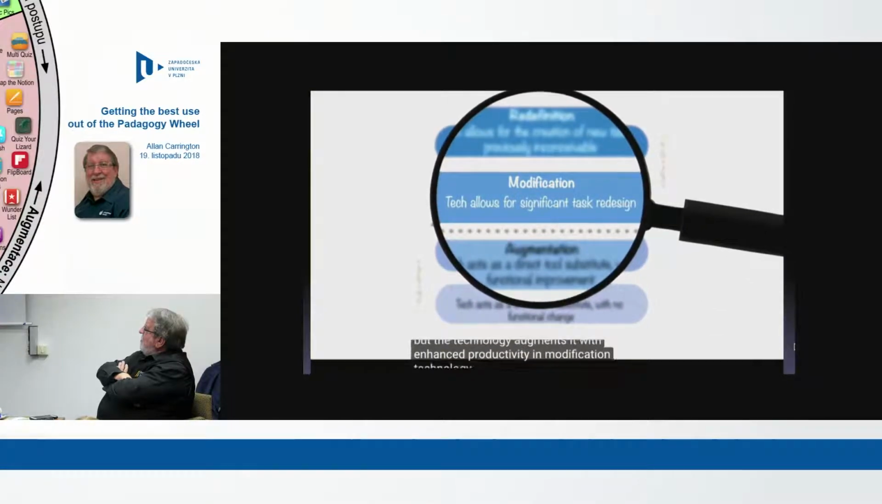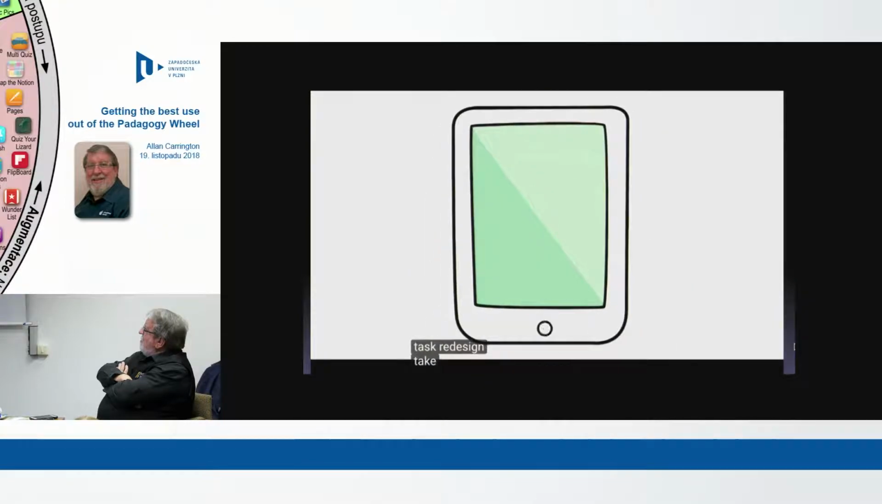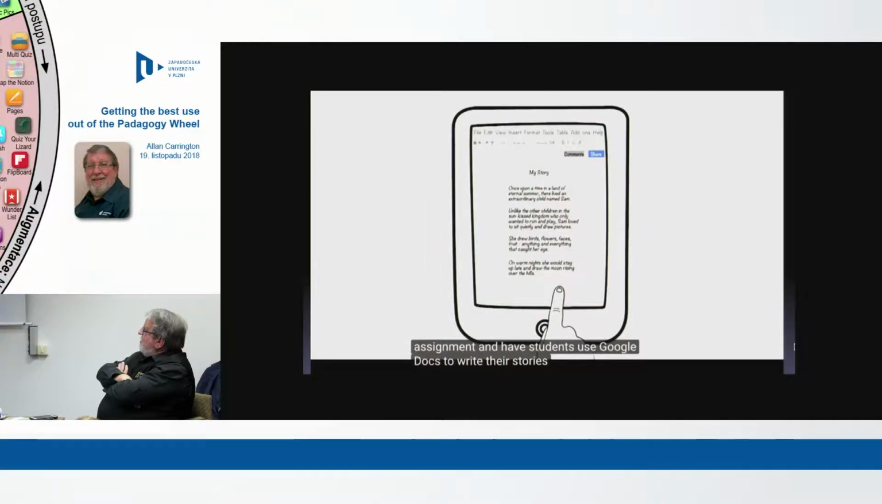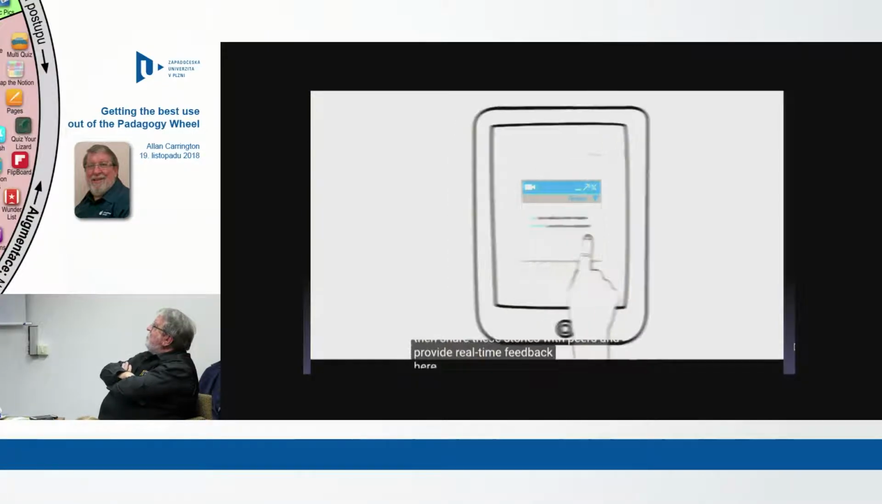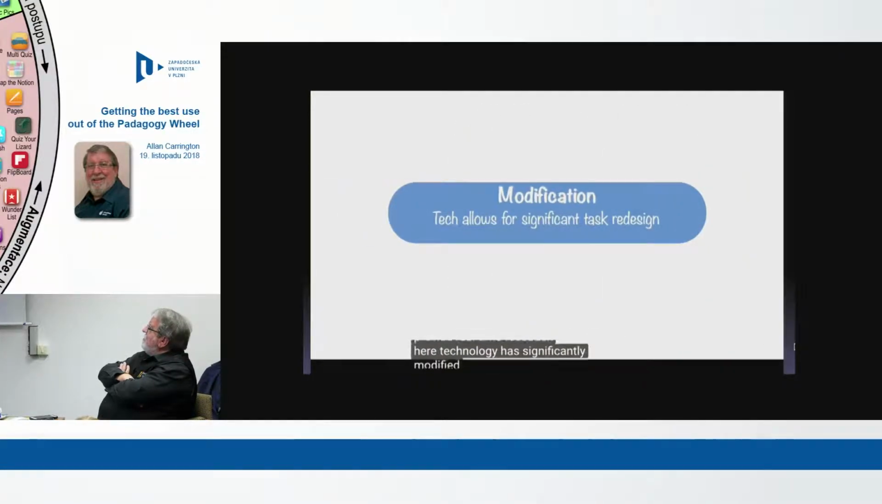In modification, technology should allow for significant task redesign. Take the same creative writing assignment and have students use Google Docs to write their stories. Students can then share these stories with peers and provide real-time feedback. Here, technology has significantly modified the original task by introducing the benefits of student collaboration.